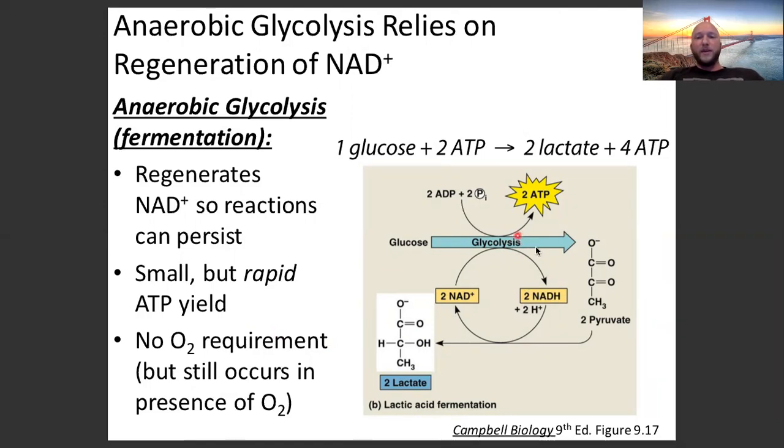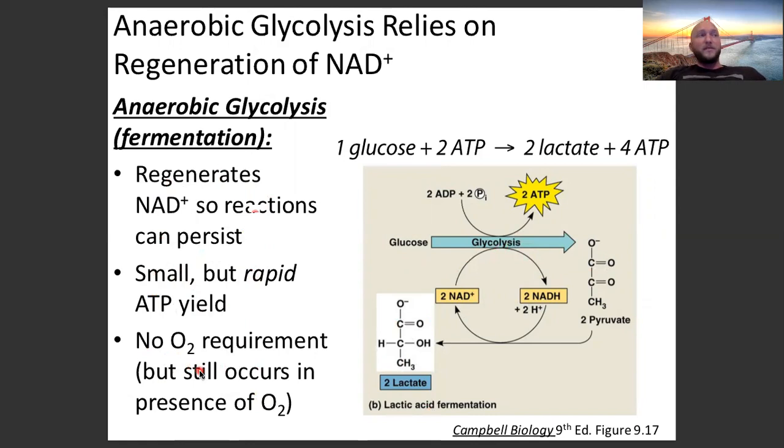Right now though, just know anaerobic respiration, we combine NADH with pyruvate, we get NAD+ again, more glycolysis happens, and the pyruvate turns into a 3-carbon lactate. Anaerobic respiration regenerates NAD+ so that glycolysis can continue. It's a small but rapid yield of ATP. Remember, we spent 2, we made 4, we profited 2. No O2 requirements.